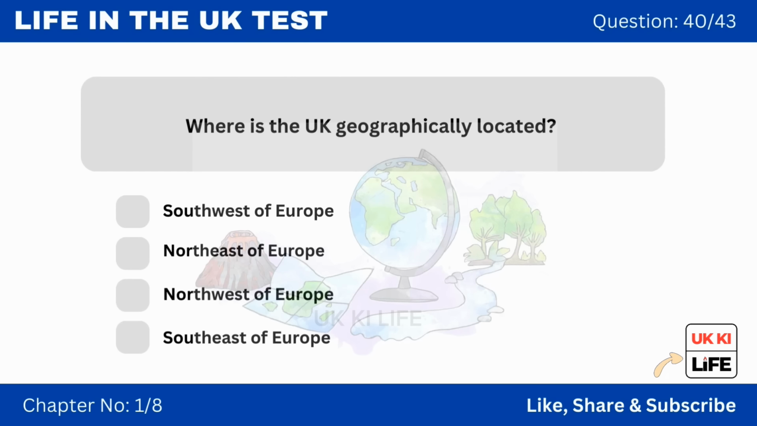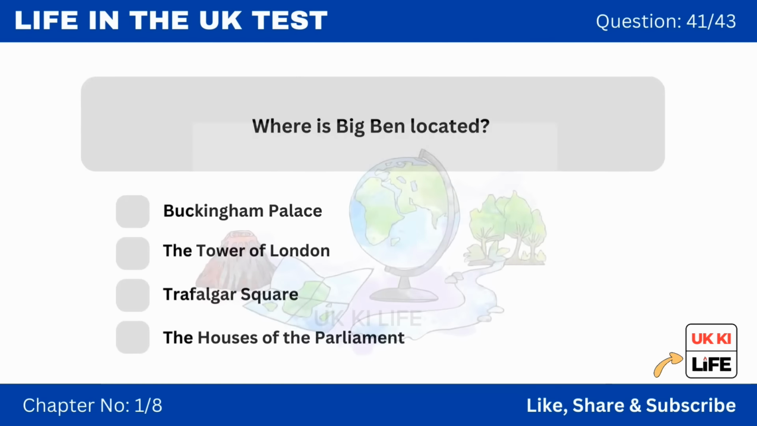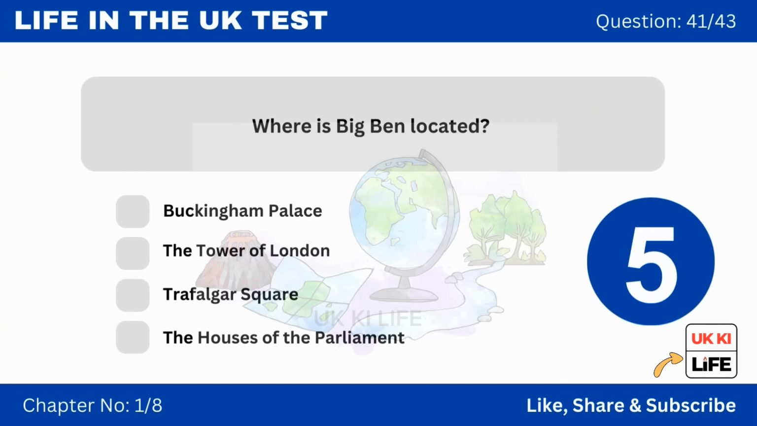The correct option is C. Explanation. The UK is located in the northwest of Europe. Question 41. Where is Big Ben located? Buckingham Palace, the Tower of London, Trafalgar Square, the Houses of Parliament.